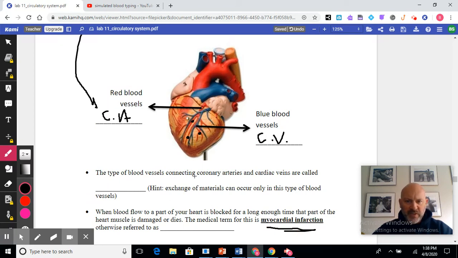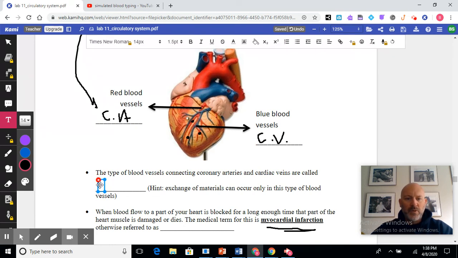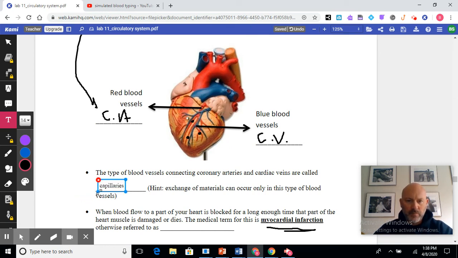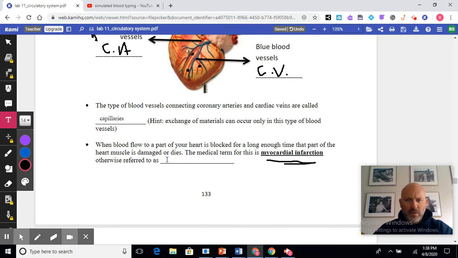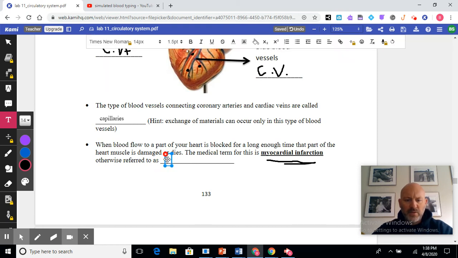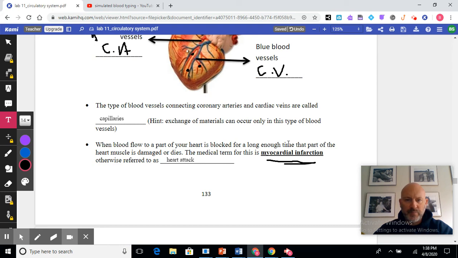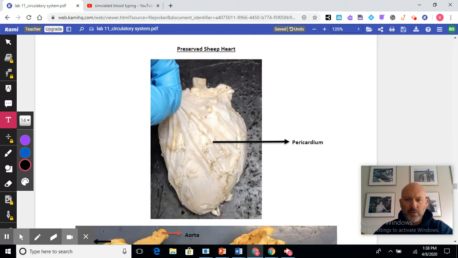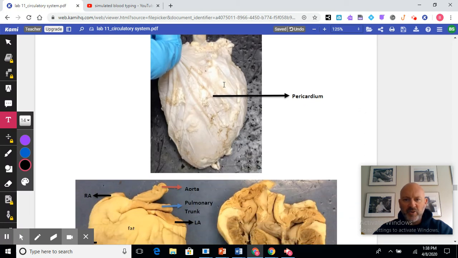The type of blood vessels connecting coronary arteries and cardiac veins. So what connects these two? Well, these are called capillaries, right? That's the job of capillaries, to connect arteries to veins. And this is called a heart attack. Blood flow to part of the heart is being blocked for a long enough period of time that the muscles begin to die.